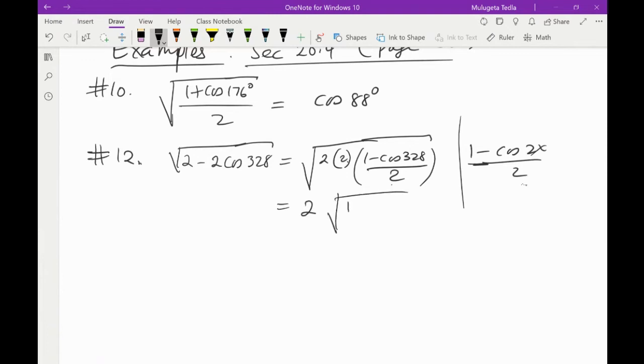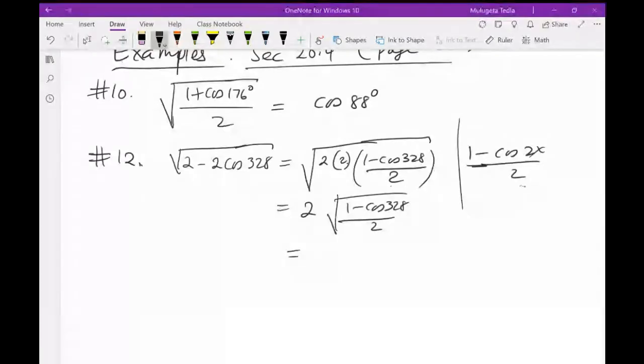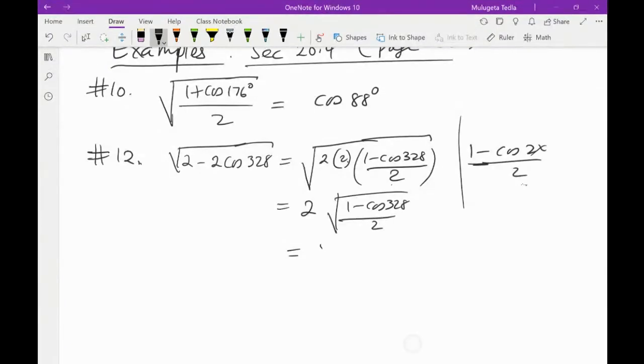What's left here is 1 minus cos of 328 over 2, which is, somebody answered, Arten, it is 2 sine. Very good. What of sine of an angle? Dima, yes, 2 sine, but sine of what angle? 2 sine of..., sorry.